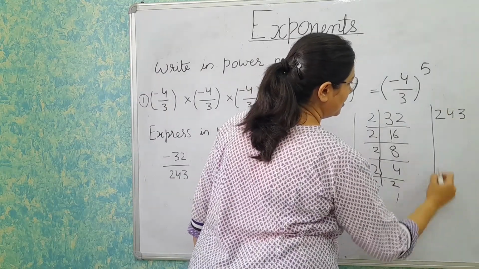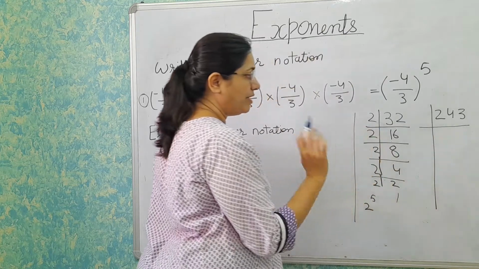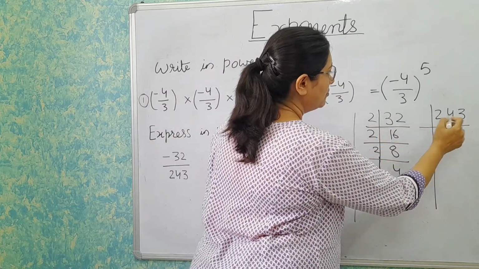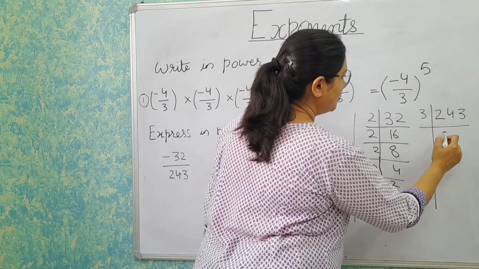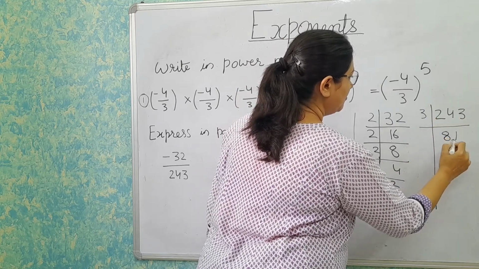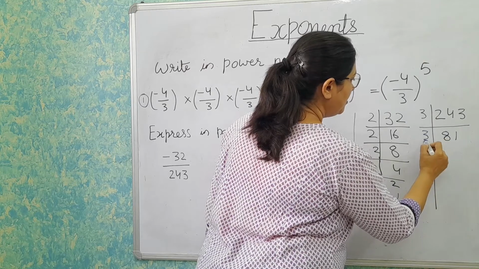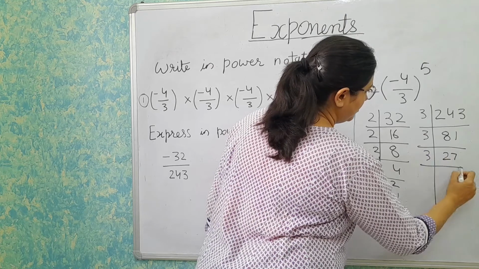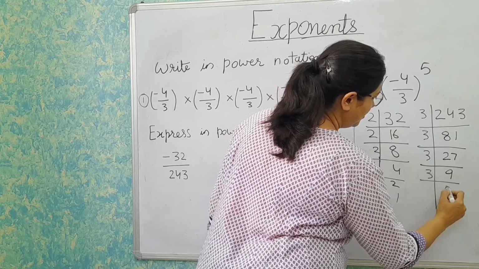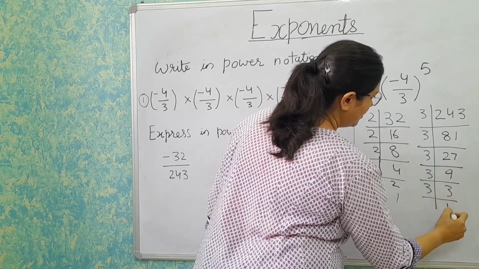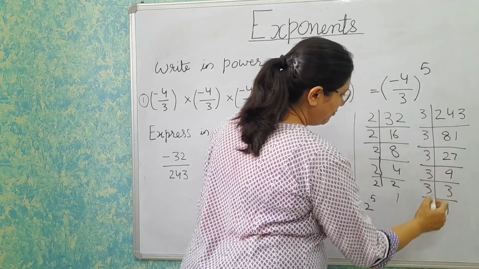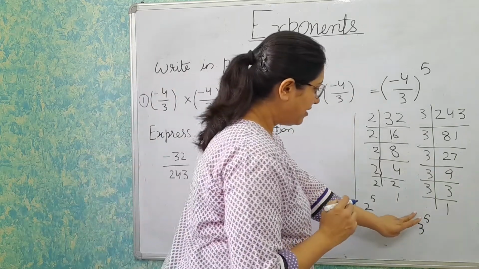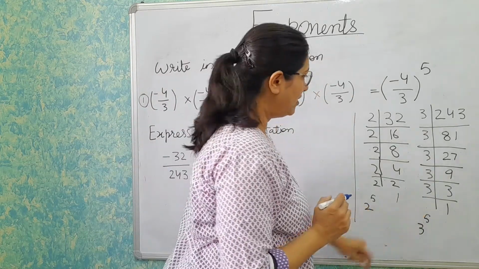Second one, 243. Again I have to find out by which number I can divide it. This is an odd number. It can be divided by 3. 3 81s are 243, then 27, 3 9s, 3 3s and 1. 1, 2, 3, 4 and 5. So I can write it as 3 raised to the power 5.